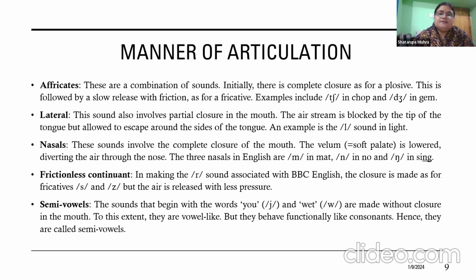This sound involves partial closure in the mouth. What happens? The air stream is blocked by the tip of the tongue but allowed to escape around the sides of the tongue. Okay, so air is blocked by the tip of the tongue, but the air escapes through the sides of the tongue. So, L sound, L, light. Okay, lamp. All right. So the L sound is an example of a lateral sound.